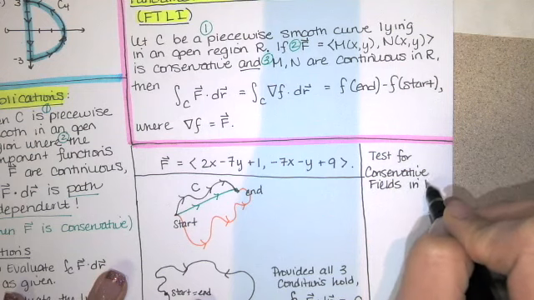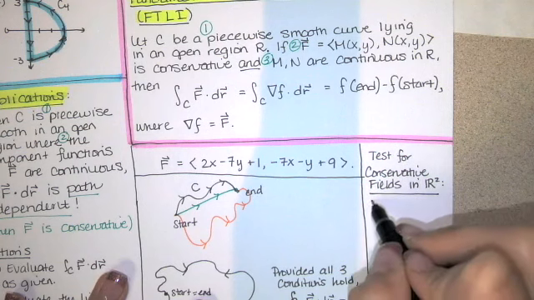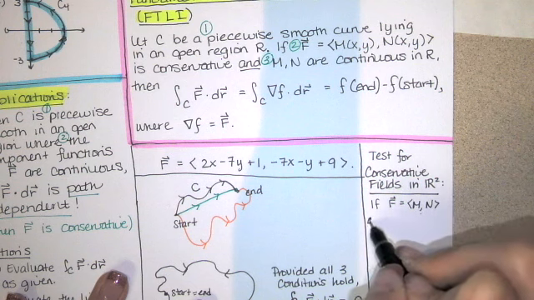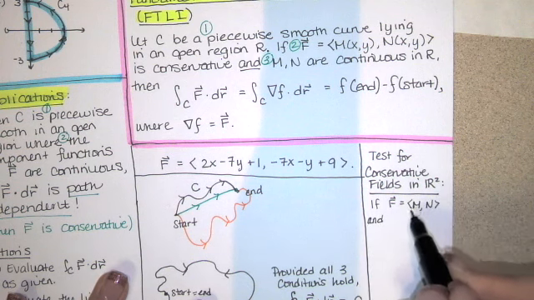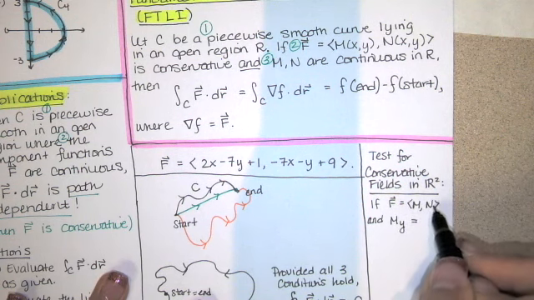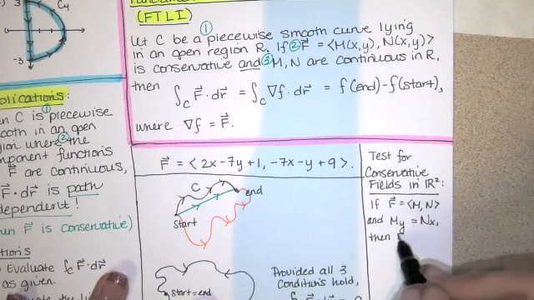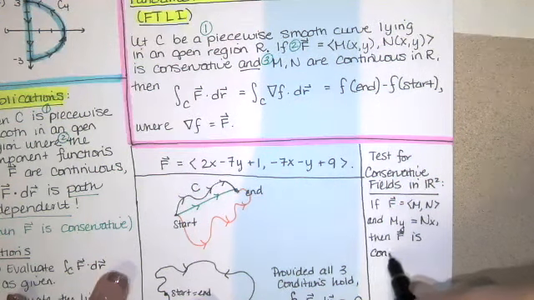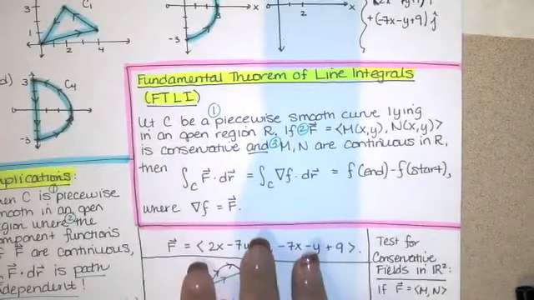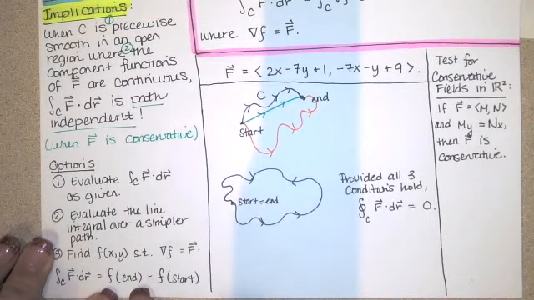So the test for conservative fields in the plane is just this. If f has component functions m and n, and the partial derivative of the x component with respect to y is equal to the partial derivative of the y component with respect to x, then f is conservative. And if f is conservative, that means we can use the fundamental theorem of line integrals or any of these options to evaluate our line integral.